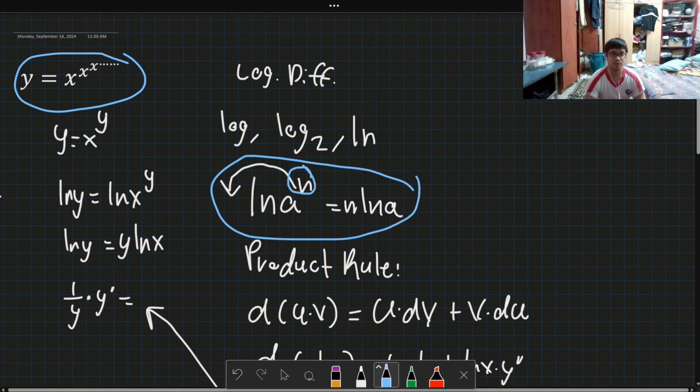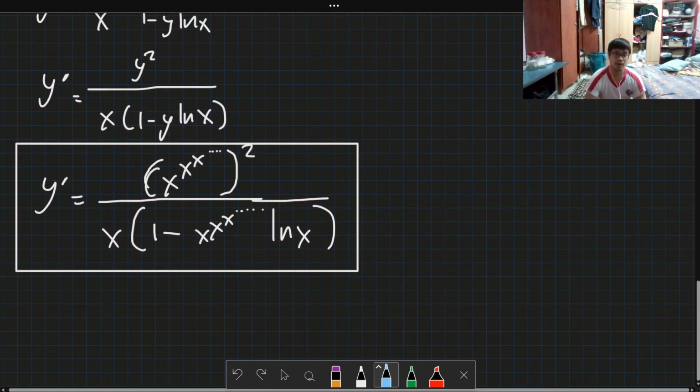If you have an exponent, whether it's a variable or not, you can bring it down, in which you will have the exponent times ln of a. And you can do it in reverse, where you have n times ln of a, so you will have ln of a raised to n. You can do that.